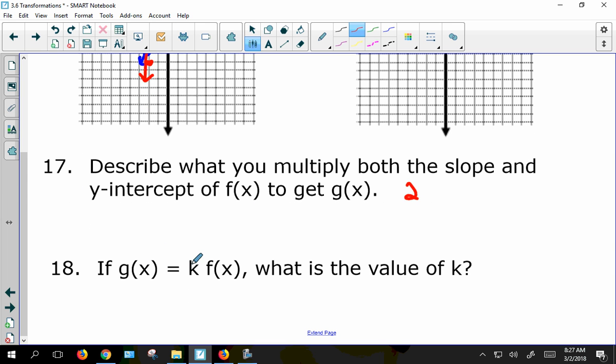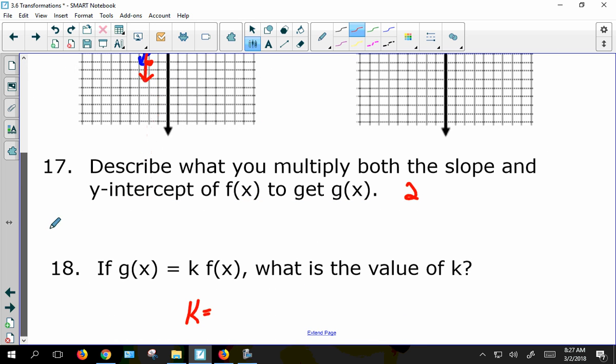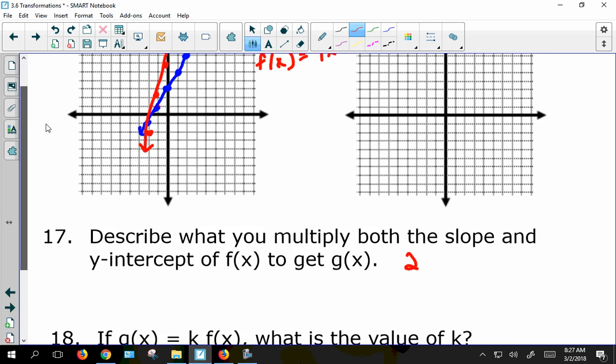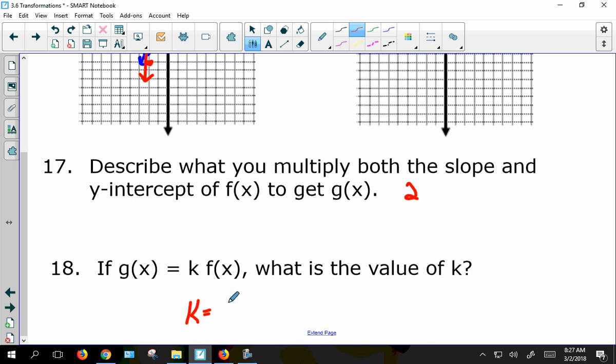G of x equals k times f of x. What's the value of k, kids? K equals 3? G of x equals k times f of x. Isn't that what it says? What did I multiply this by? 2. So why would I multiply it by 3? K equals 2.